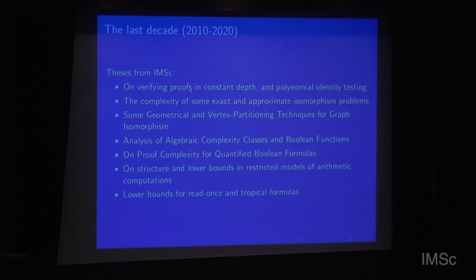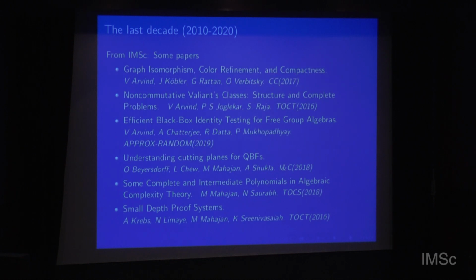And then some new things which have come, proofs, okay. So proof complexity for quantified Boolean formulas, verifying proofs in constant depth. This refers to Cook's program from 1979. In what syntax do you write proofs so that an automated theorem prover or a verifier can check these proofs? So let me pull out some papers. Isomorphism continues to be there, black box identity testing continues to be there, algebraic classes both in the non-commutative and the commutative setting continue to figure, and proof systems.